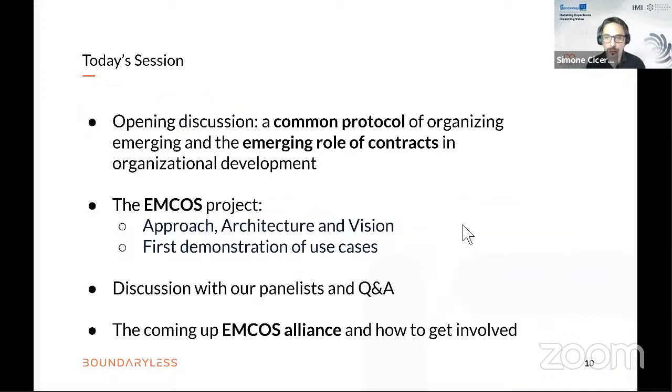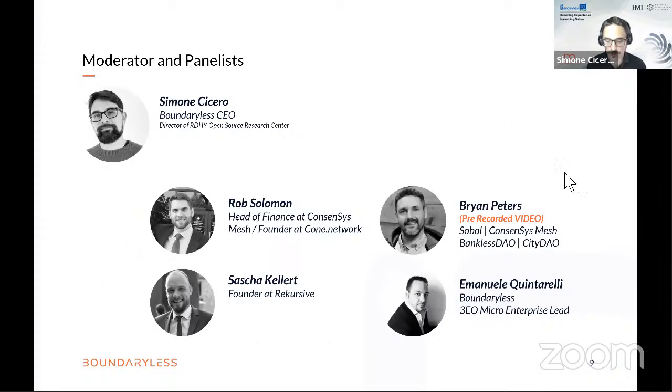So in terms of today's session, we are on a packed agenda today. So the pace is going to be very, very fast. I'm going to give you a quick introduction on what is happening with contracts and organizations and how things are evolving. Then Emanuele will give you a quick demo on the EMC OS project, showing you some use cases that we are developing. And then we're going to have a discussion with our two panelists. There is also going to be, sorry, I forgot actually, a video from Brian Peters that we're going to show.